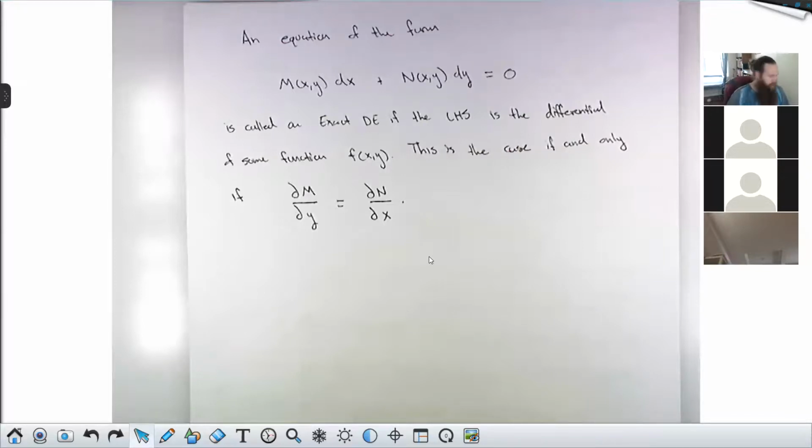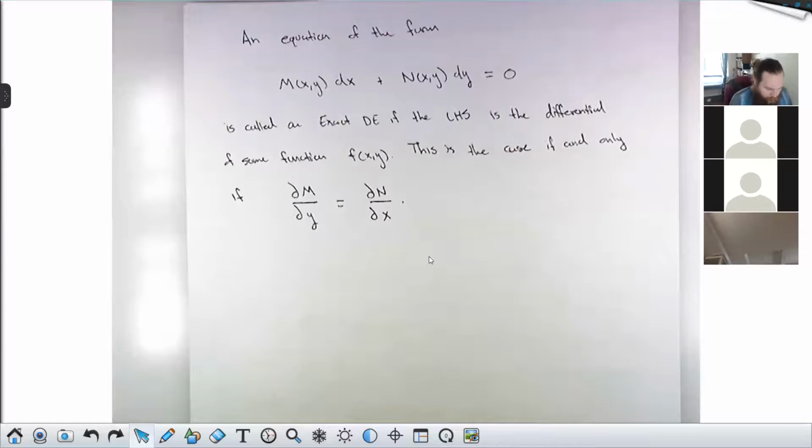So how am I doing on time? Do we have time to actually go through this? Maybe we should just check if one or two are exact. Let's check if a few equations here are exact or not.